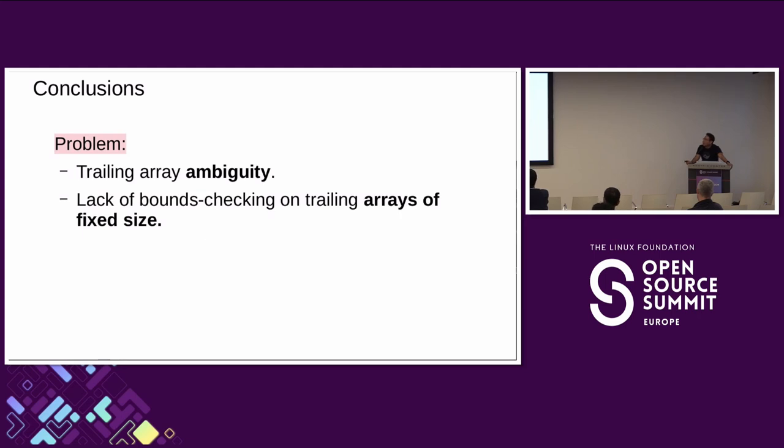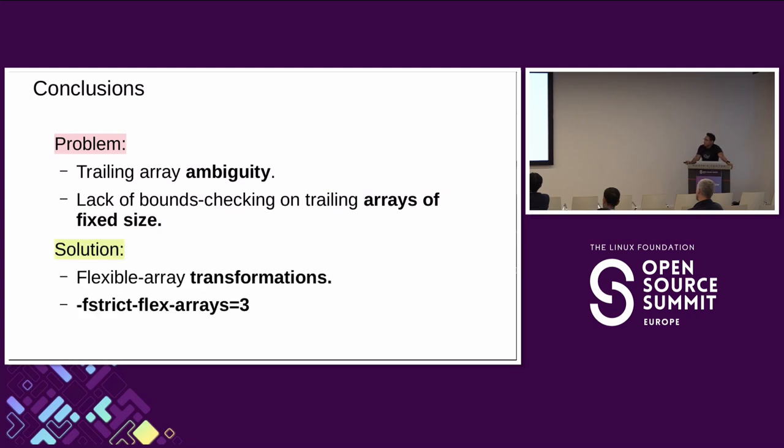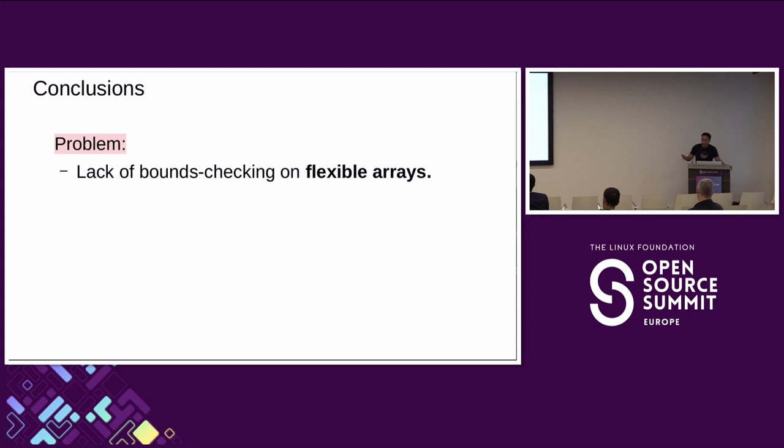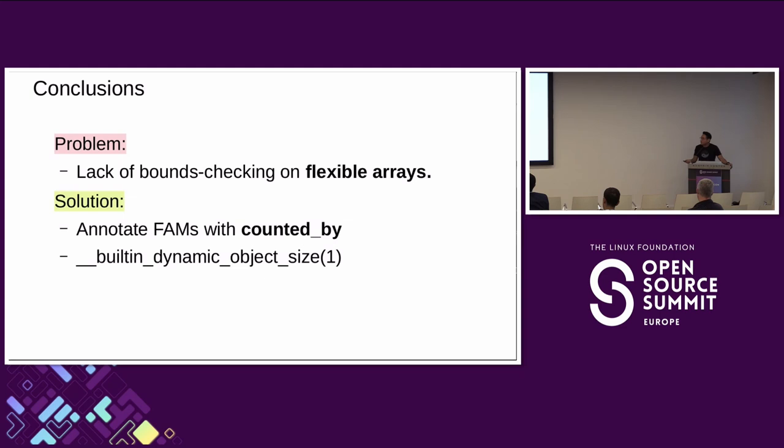Then we had the issue of the ambiguity of trailing arrays and flexible array members. That was fixed by doing flexible array transformations across the whole kernel tree, and of course enabling strict flex arrays with the strictest level value. Then we ran into the challenge of bounds checking on flexible arrays. That is fixed with the counted_by attribute. And again, __builtin_dynamic_object_size now has a way to know how big this array is at runtime, right? So the code gets instrumented with this __builtin_dynamic_object_size function.